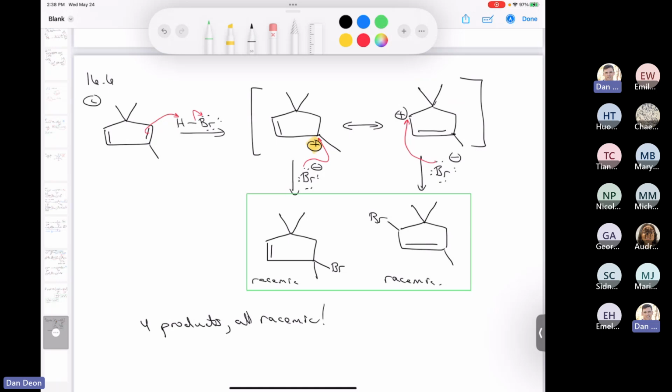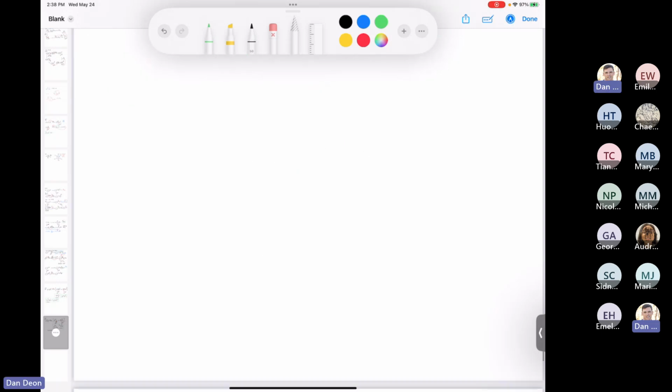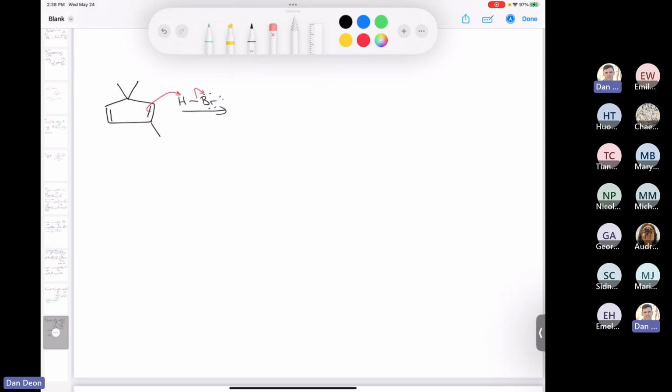So what I'm going to do is this. I'm going to copy this part here, and paste it down here. And I'm going to delete the curved arrows. All right. You know what? Let's take a break, and I'll give you a chance to do it.